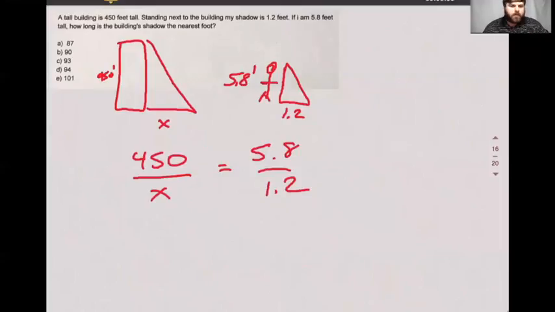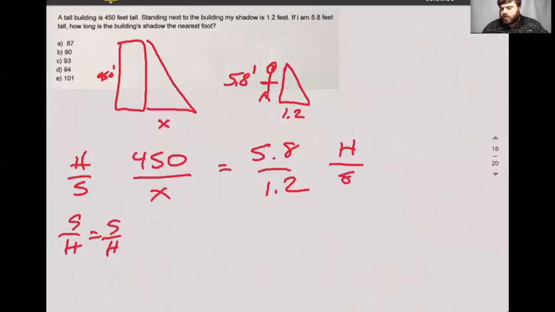You could do shadow over height or height over shadow, it doesn't matter, but as long as you're consistent, you don't want one of them to be upside down. So I'm doing the height over the shadow equals the height over the shadow. If you decided to do shadow over height equals shadow over height, cool as well. You can also do the shadow over the shadow equals the height over the height, but I just don't teach it that way. Nothing wrong with it. Just make sure you're consistent.